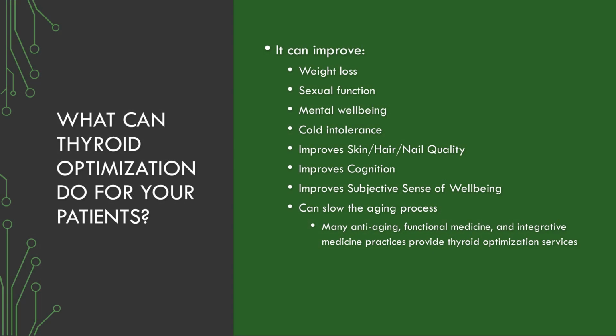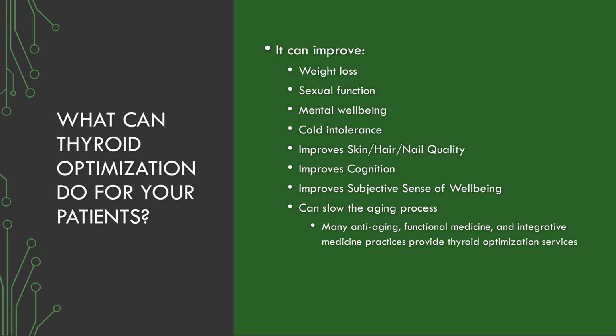So what can thyroid optimization do for your patients? What symptoms can thyroid optimization treat and improve? So it can improve weight loss efforts, sexual function, mental well-being, cold intolerance. It improves skin, improves hair, improves nail quality. It improves cognition. When your thyroid levels are optimized, you can think faster, you can think clearer. It improves subjective sense of well-being. When the thyroid is optimized, you just feel better overall.